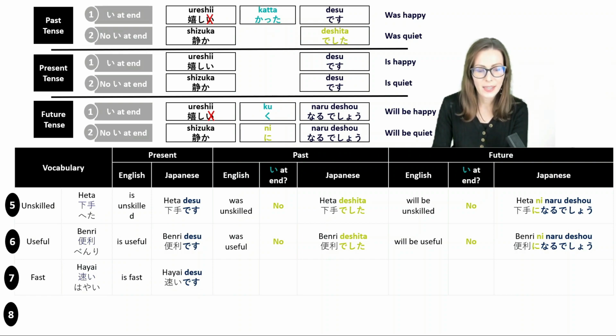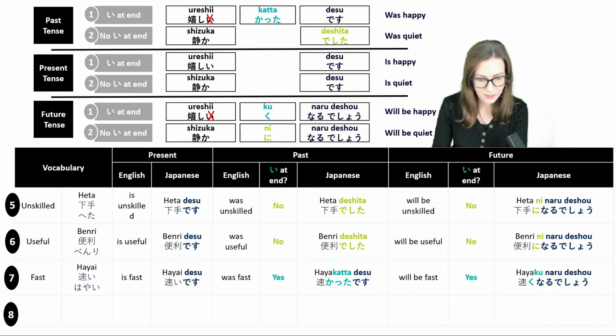And how do we say was fast? Which type is this? Does it have a hiragana I at the end? Definitely yes, right? So the pattern is in front of you. You would say 早かったです, right? Great. Let's see the next one. How do you say will be fast? There is a hiragana I at the end. That means that the translation would be 早くなるでしょう, right?